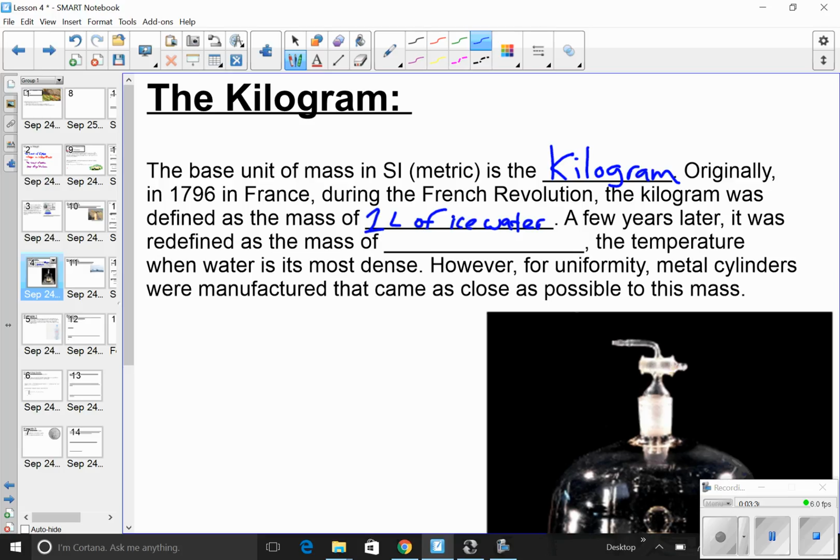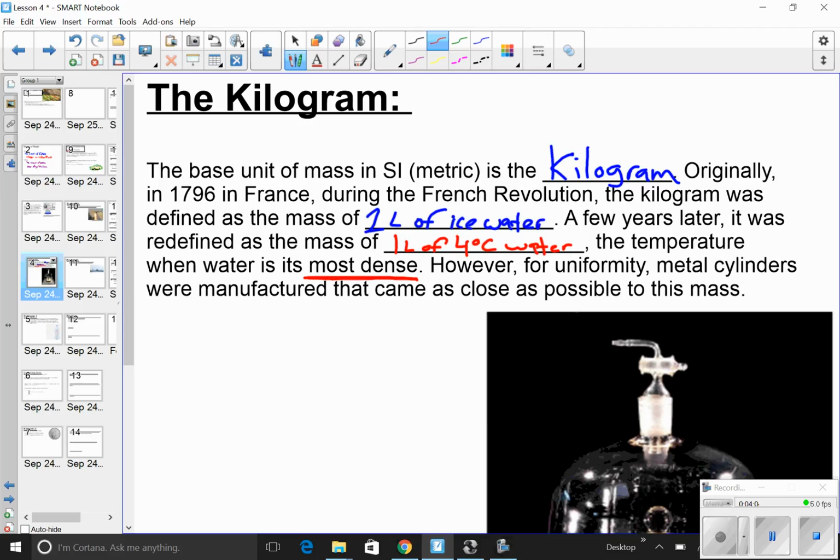Now, a few years later, they changed it just a little bit. They changed it so it wasn't 1 liter of ice water. They said, okay, 1 kilogram is now going to be 1 liter of 4 degrees Celsius water. And I know what you're thinking, that's such a little change. The reason they changed it is because at 4 degrees, water is at its most dense.